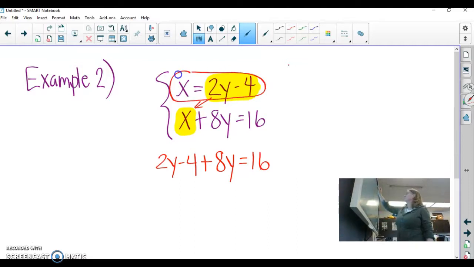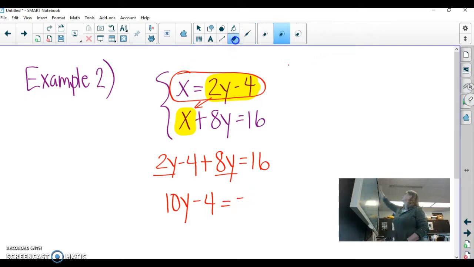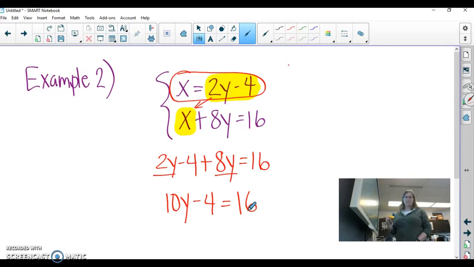We started with one of the equations solved for x, so we substituted that in, and now everything's in terms of y. So we're going to, again, combine our like terms. We've got 2y plus 8y, that's 10y, minus 4 equals 16. And then continue on and solve for y. Why don't you pause the video, solve for y, and then plug that value of y back into one of the equations. Equation 1 will be easier, and figure out what x is.